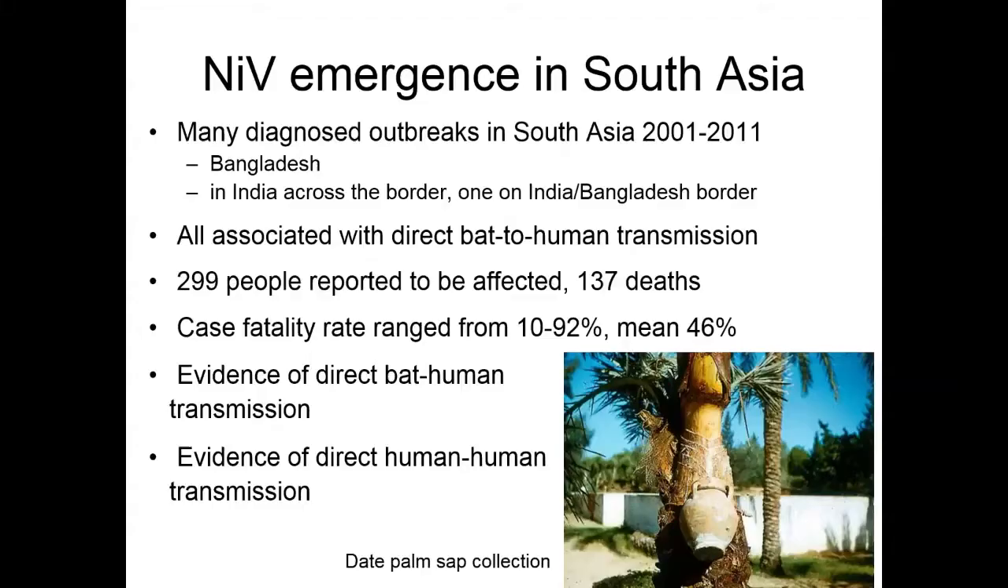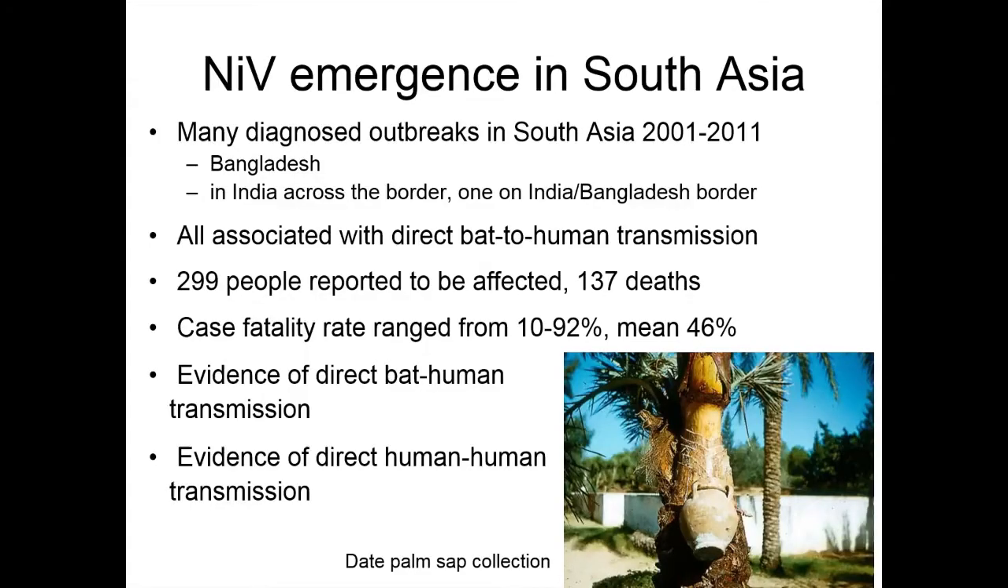As well as this really big outbreak, which is a one-off in Malaysia and Singapore, it turns out this virus has been emerging constantly in Southeast Asia. There are our best reports for the first decade of this century, where there were lots of outbreaks with transmission from bats to humans in many different villages across the belt where there is a high density of fruit bat populations.